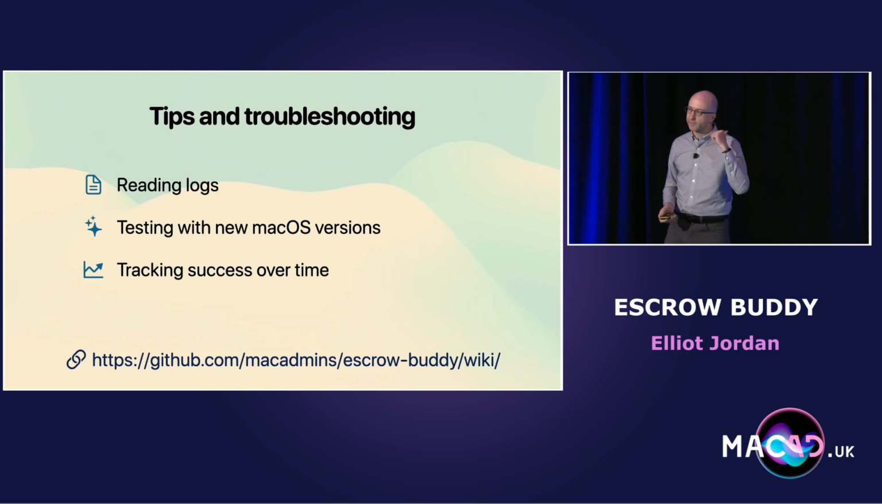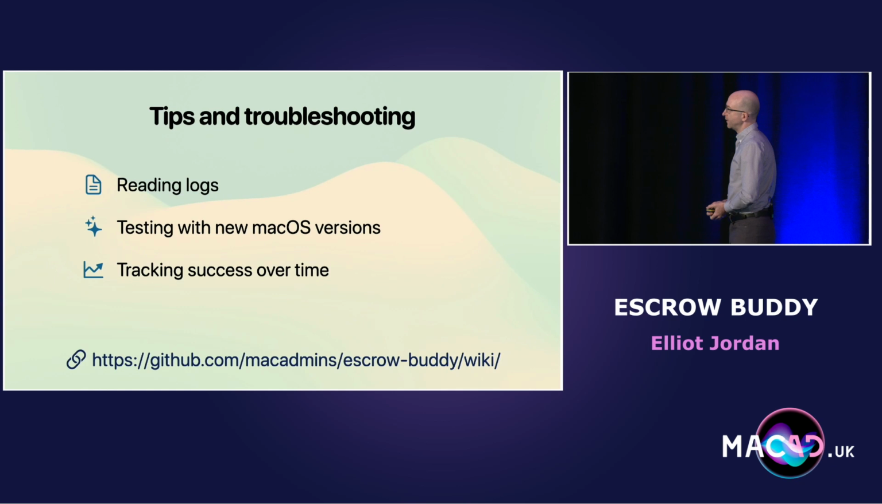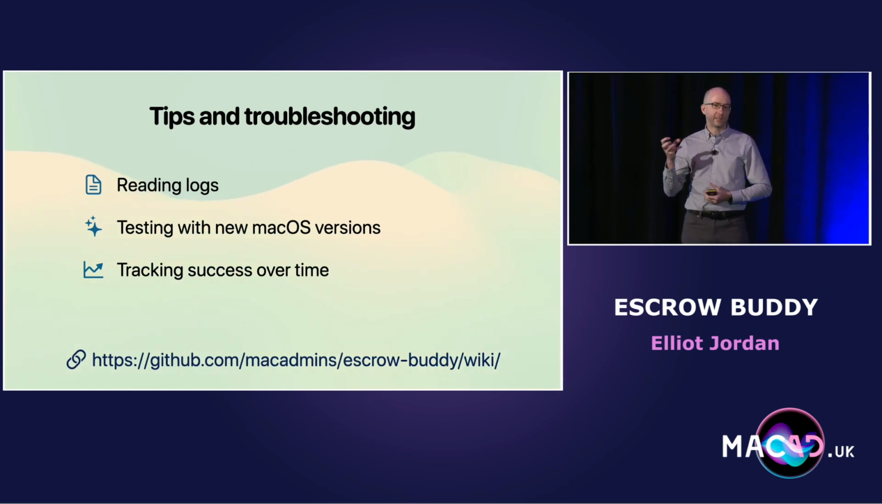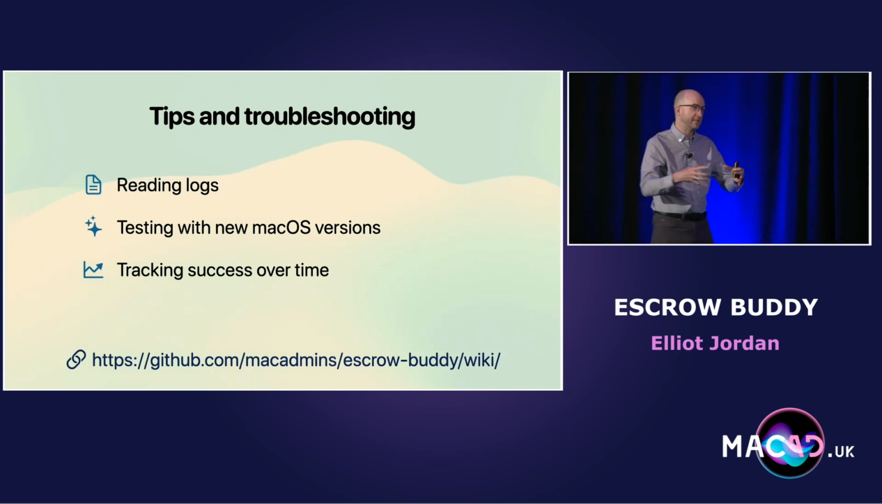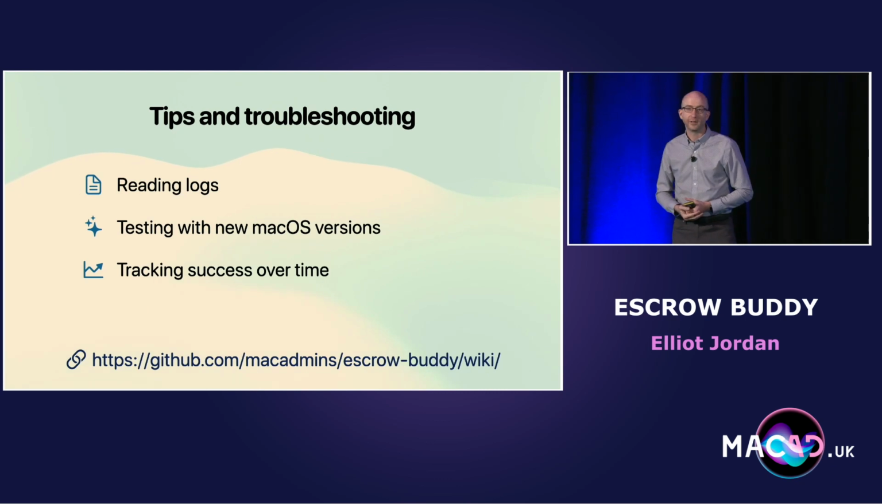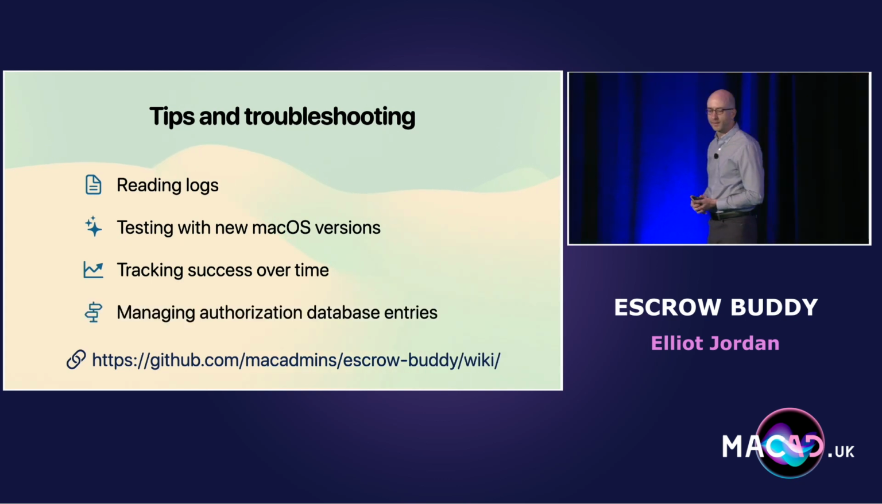Tracking success over time. So that bar graph that I showed you earlier, we used some advanced searches in Jamf, and then we used the API to collect the member counts of each search over time. And that was how we collected that information and then binned it into the weeks that I showed you in the bar graph. Your management, I'm sure, if you're deploying Escrow Buddy, would love to see similar success metrics, and you can really build a case for a successful deployment using visualizations like that. So there are some tips on the wiki for how to do that.